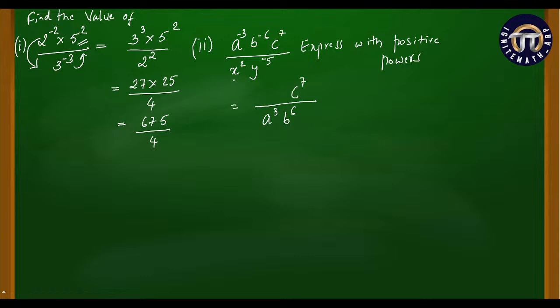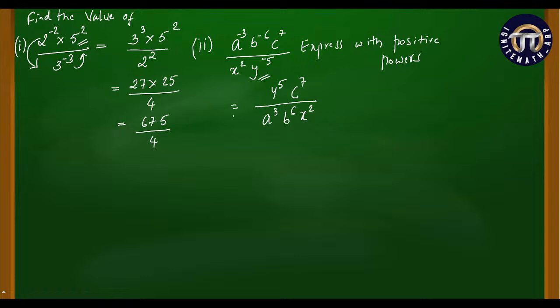When it comes to the denominator, I have x to the power of 2 over here, and the sign of the power of x is plus, so I'm going to keep it as plus 2 in the denominator only. But when it comes to y to the power of minus 5, since the power is negative, I'll take it to the numerator, it becomes y to the power of 5. This is how I can convert the negative power to the positive power, and positive power to the negative power, when I take them from the numerator to the denominator, and denominator to the numerator.